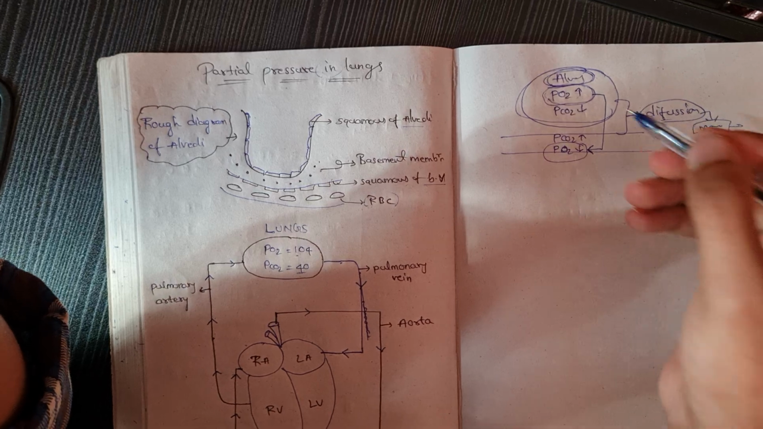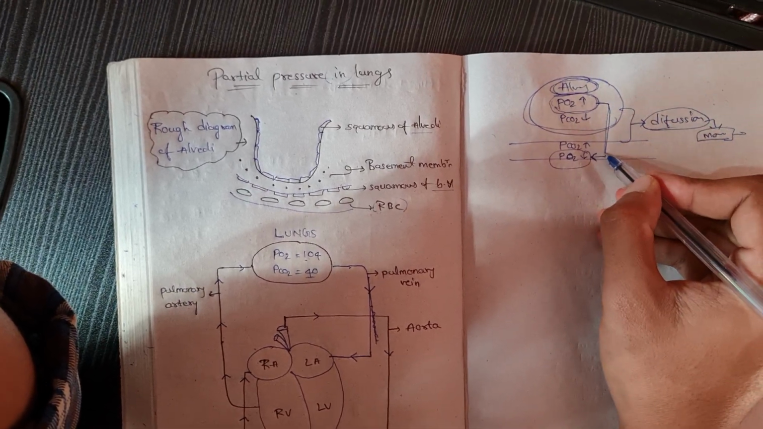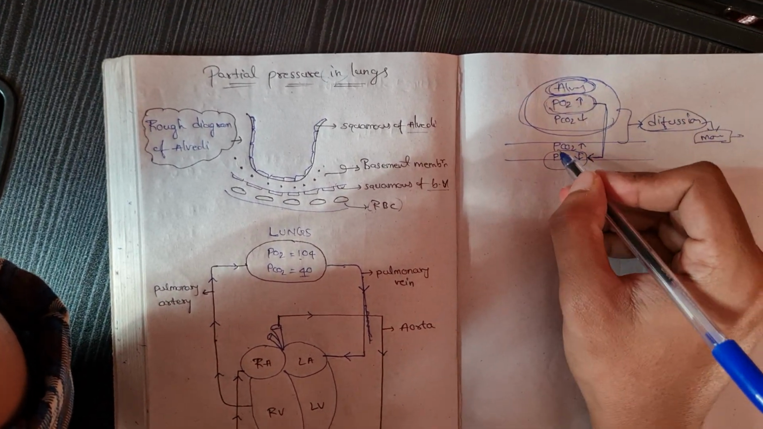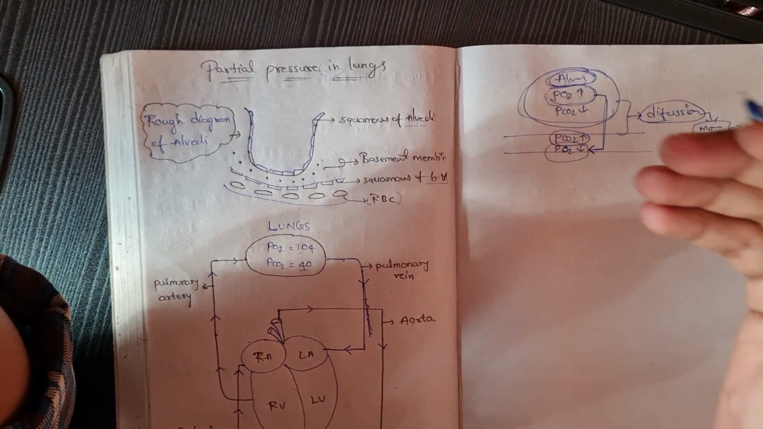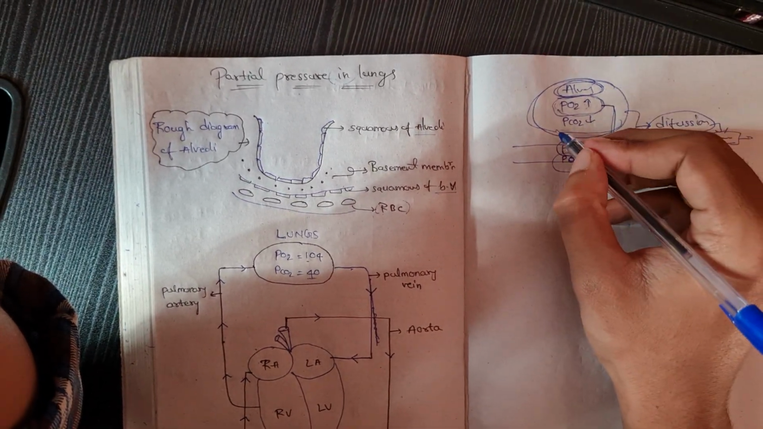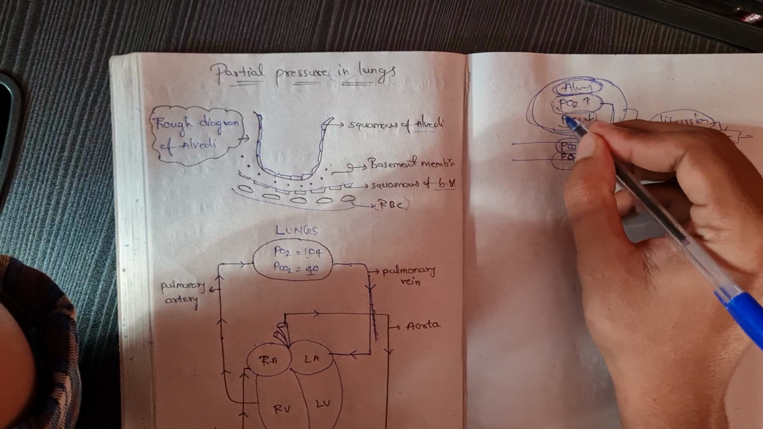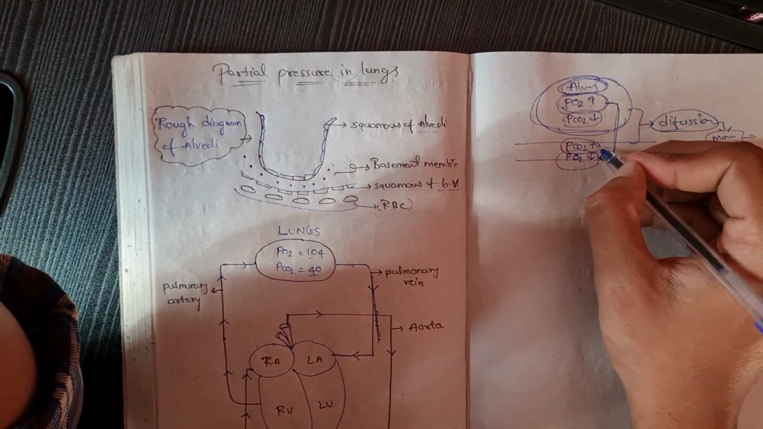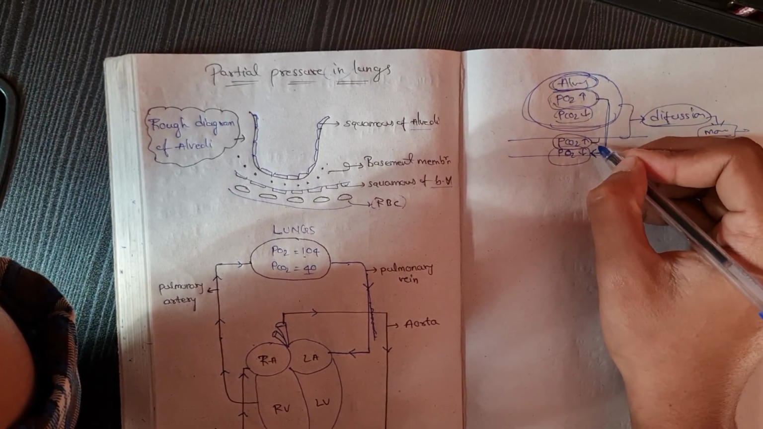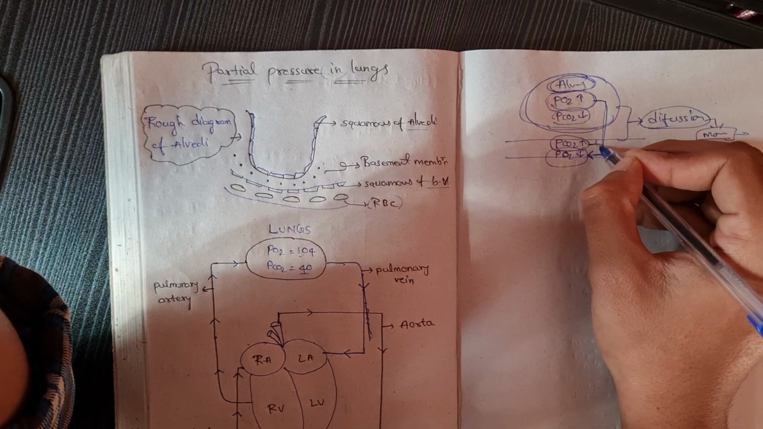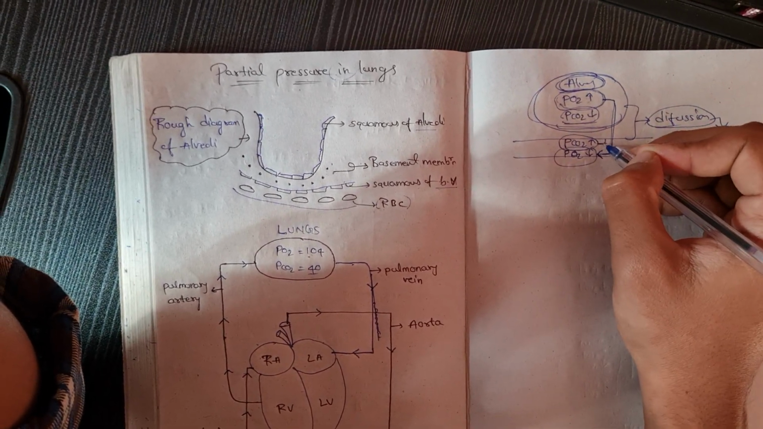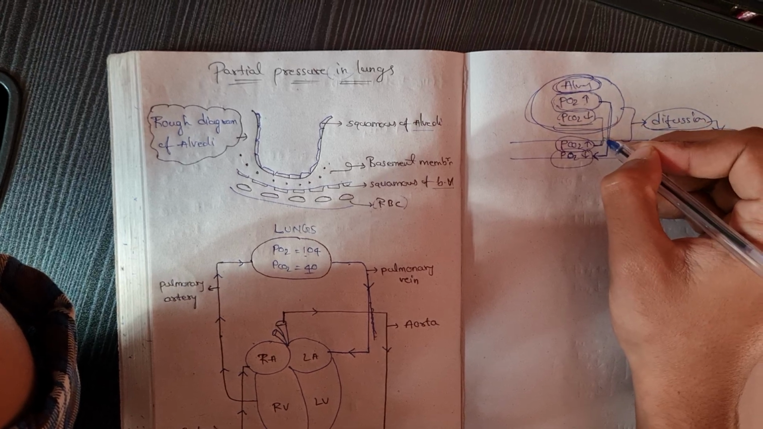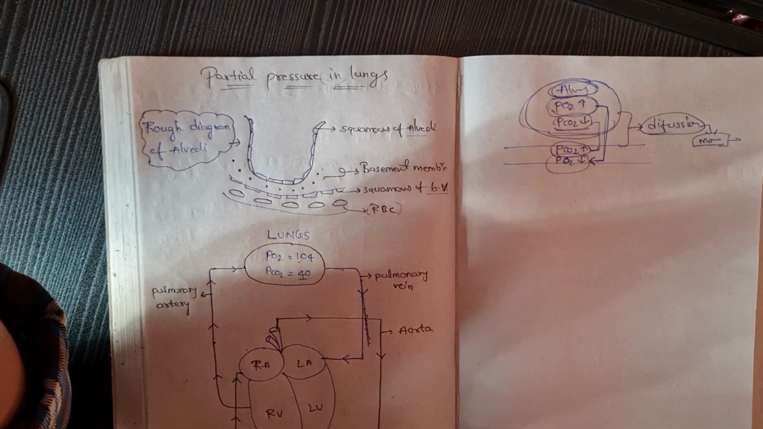of alveoli. So, here the diffusion will occur, and in the blood vessel of alveoli, the partial pressure of CO2 is more, and in the alveoli, the partial pressure of CO2 is less. Then again, the diffusion will occur. The partial pressure of CO2 is more in blood vessels and less in alveoli. So, because of that, the diffusion will occur between the blood vessel of alveoli and alveoli.